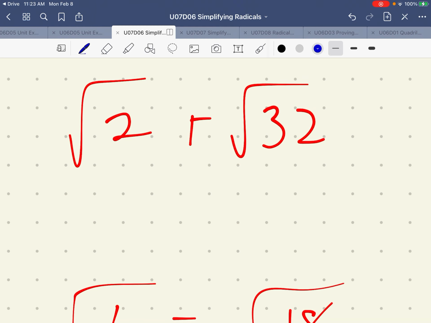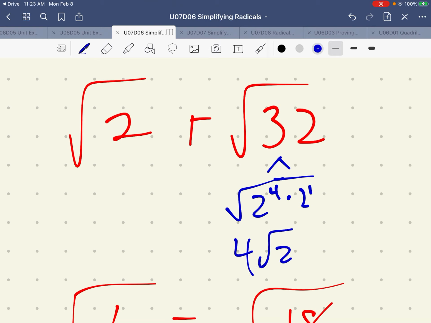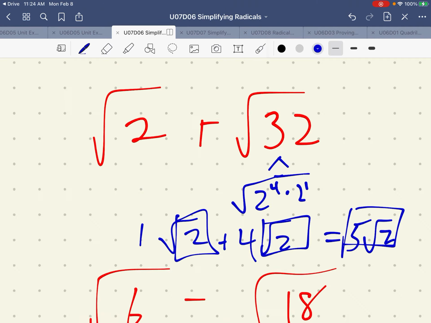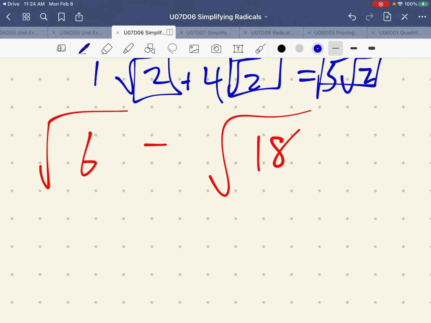Now this one, on the other hand, if you were to simplify this, you would get 2 to the fourth times 2 to the first, or 4 radical 2, plus radical 2. These are now like terms. We have 1 copy of radical 2 and 4 copies of radical 2. This would be 5 radical 2. So you can add these if they have the same radicand with the same index. And same thing applies for subtraction.